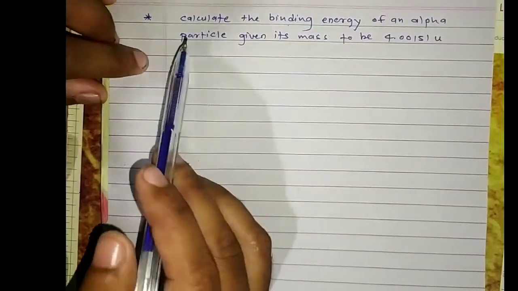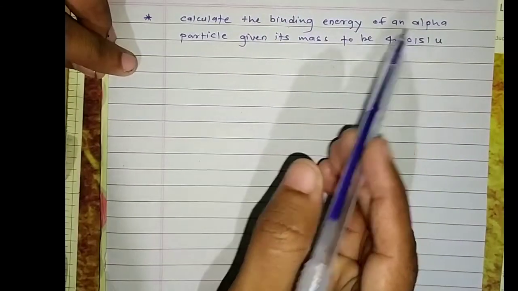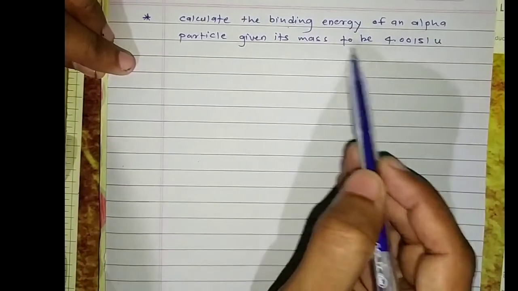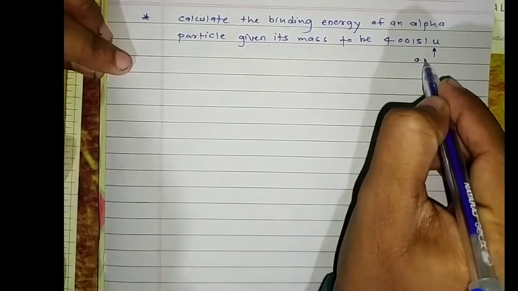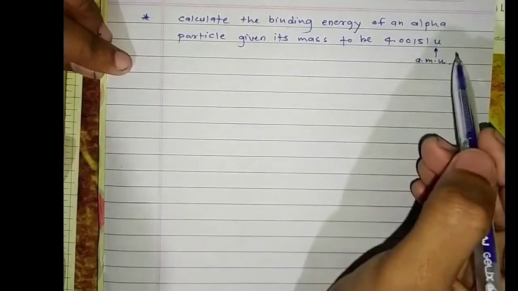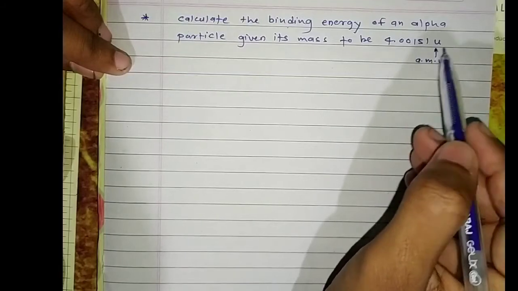Hello everyone. So let's solve this problem. Calculate the binding energy of an alpha particle given its mass to be 4.00151 U. Okay, so here U is what? Atomic mass unit, AMU. Okay, we have the standard values for that U.